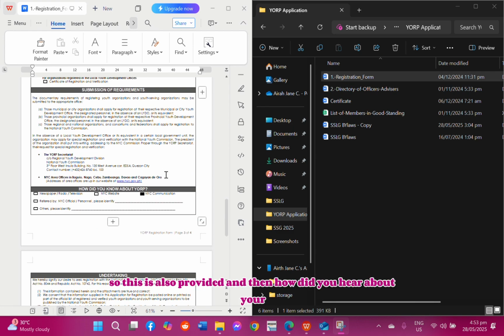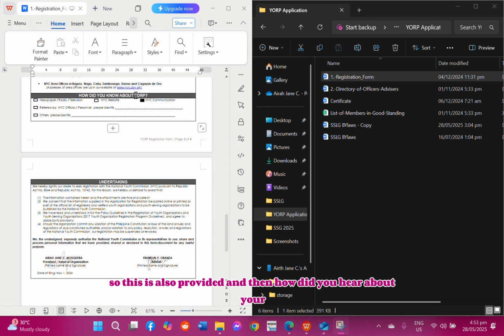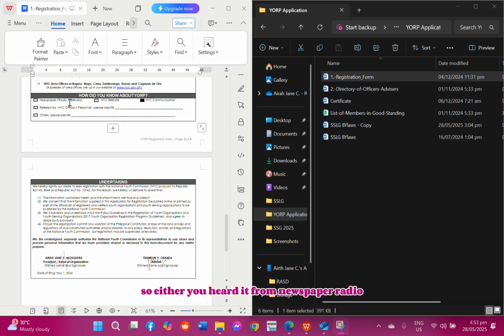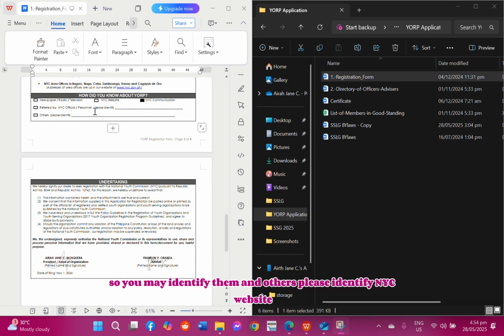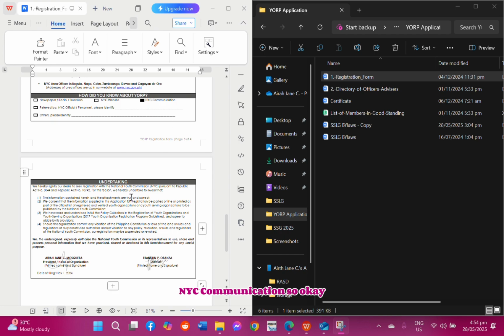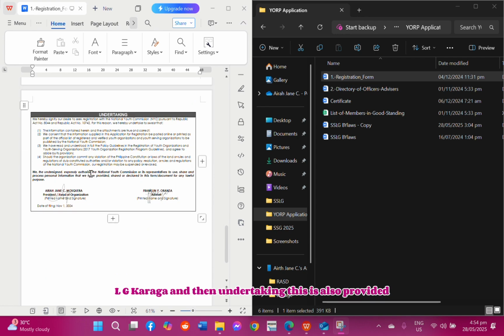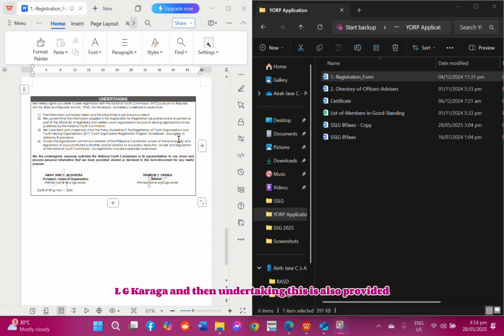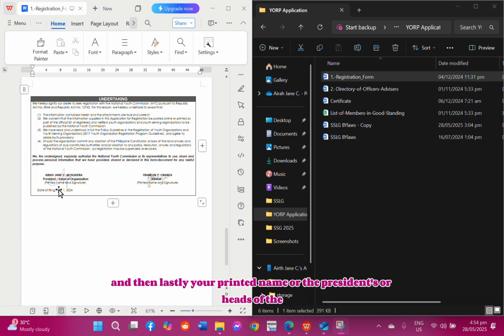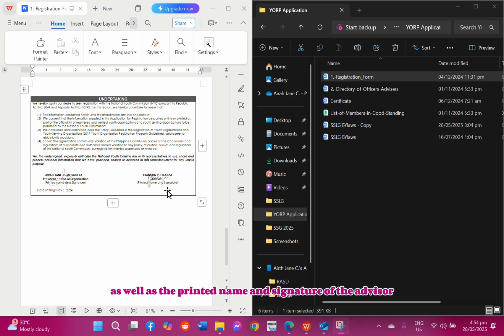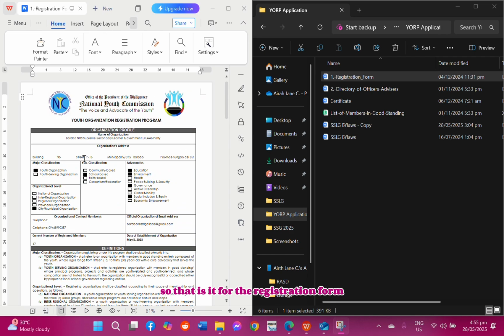Submission of requirements, so this is also provided. And then, how did you hear about YORP? So either you heard it from newspaper, radio, television, referred by NYC official personnel, so you may identify them, and others, please identify NYC website, NYC communication. Okay, so if you heard YORP through me, you may check this other, please identify, and then just add my name on it, Airah Jane C. Mascara, RFSSLG Caraga. And then undertaking, this is also provided, and then lastly, the printed name and signature of the president or head of the organization, as well as the printed name and signature of the advisor. And then date of filing, November 1, 2024. So that is it for the registration form.